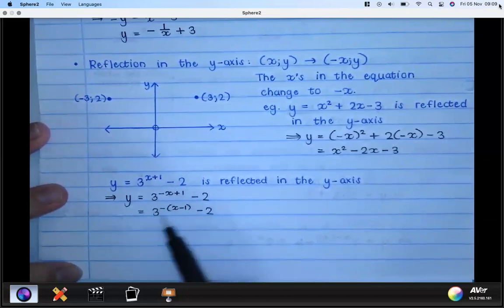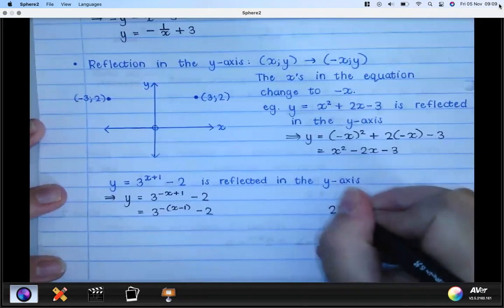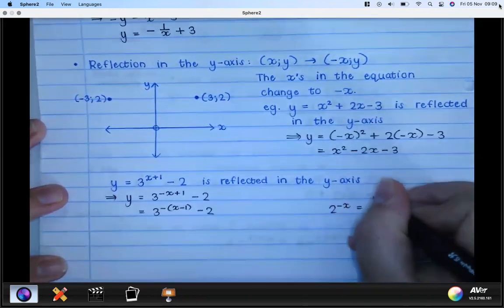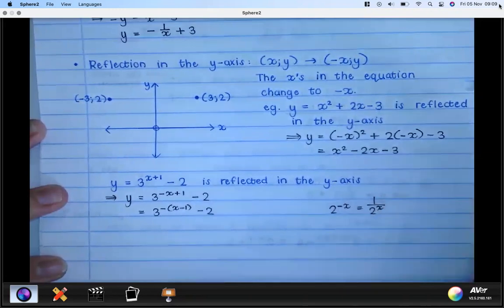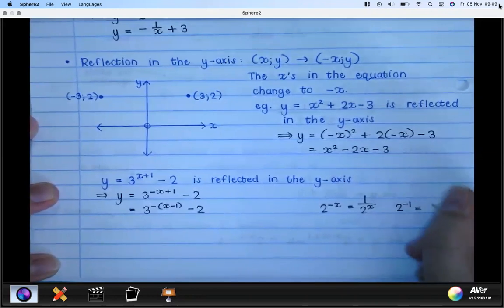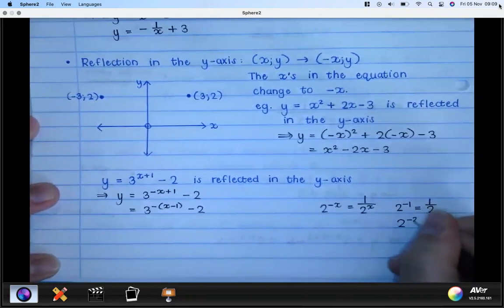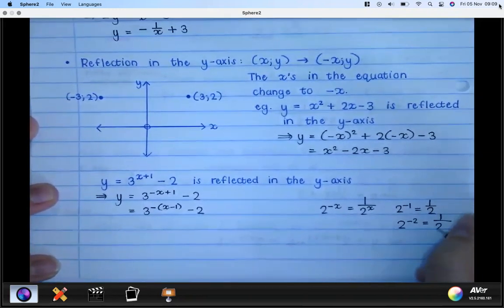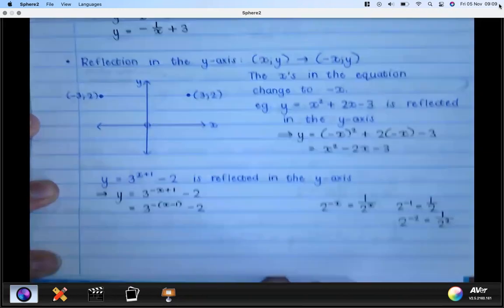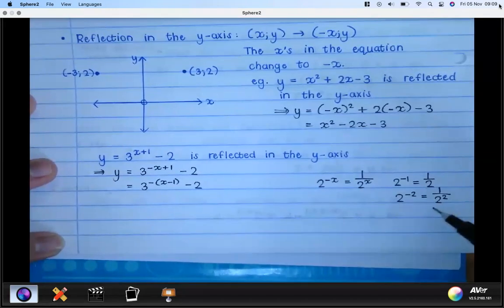Now we also can't leave it like this, guys. We can't have a negative and then the bracket. Do you guys remember from grade 9? 2 to the -x is equal to 1 over 2 to the x. Maybe if that's too much for you, 2 to the -1 is equal to 1/2. Then 2 to the negative 2 is 1 over 2 squared. Whenever you have a negative exponent, you just move the whole base of that exponent to the bottom of the fraction, and then you change the sign of the exponent.